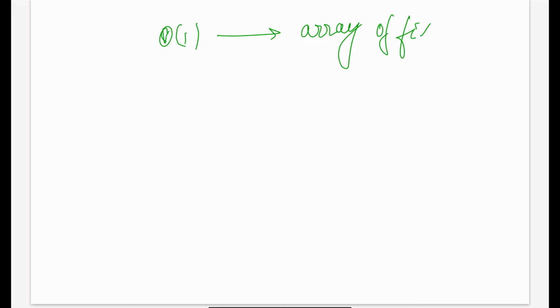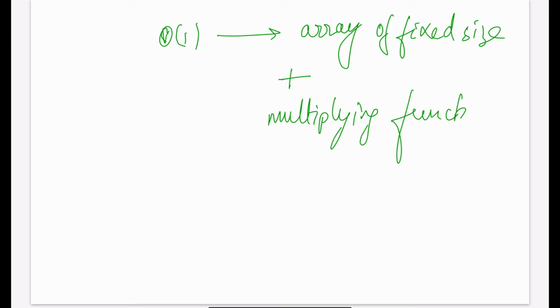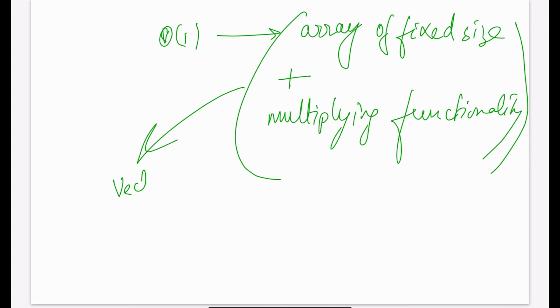So we can say an array of fixed size combined with multiplying functionality together forms a vector.